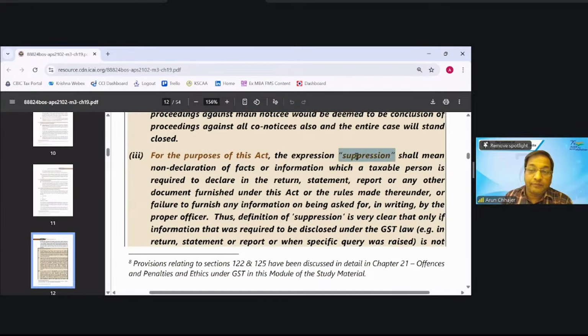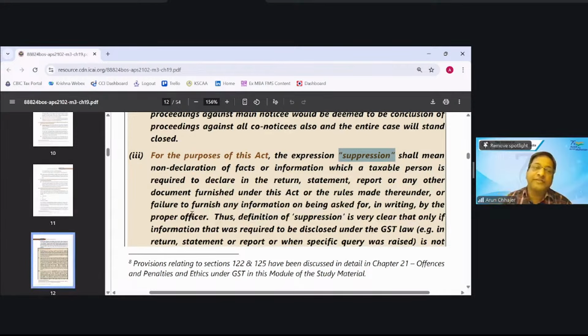सप्रेशन का मतलब क्या, वेरी इंपॉर्टेंट है. The expression suppression shall mean non declaration of the fact or information which a taxable person is required to declare in the return, statement or report or any other document furnished under this act or the rules made thereunder, or failure to furnish any information on being asked for in writing by the proper officer.